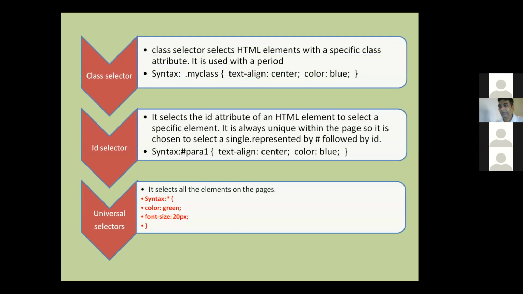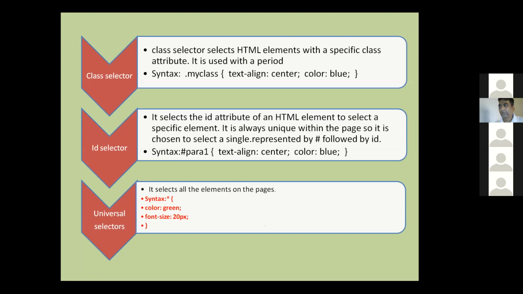Basically in CSS, you're going to have different types of selectors. Here I have taken three categories of selectors. One is a class selector. Another is the ID selector. And the third is the universal selector. Let's start with the first one, the class selector. A class is a group of things. It selects some HTML elements for a specific class. And a class is always represented with the help of a period.